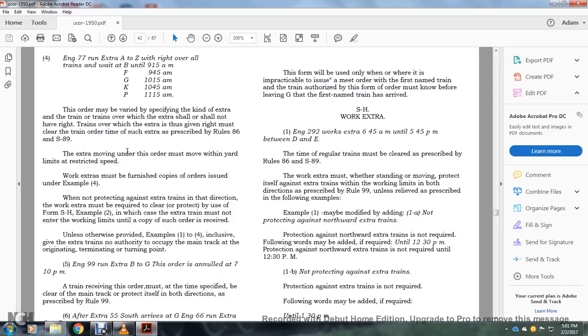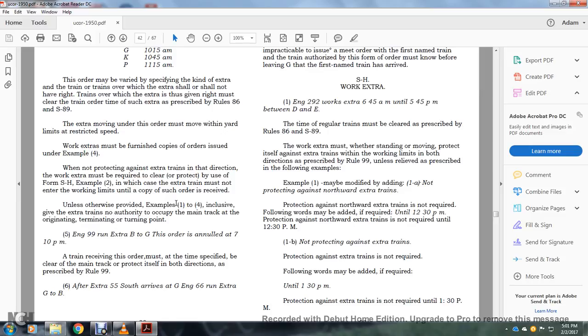The extra moving under this order must move in the yard limits at restricted speed. Work extras must be furnished copies of orders issued under Example 4. Whether or not protecting against extra trains is the direction of the work extra, it must be required to clear or protect by the use of this form SH. Example 2, which in case of extra trains must not enter the working limits until the copy of such order is received.